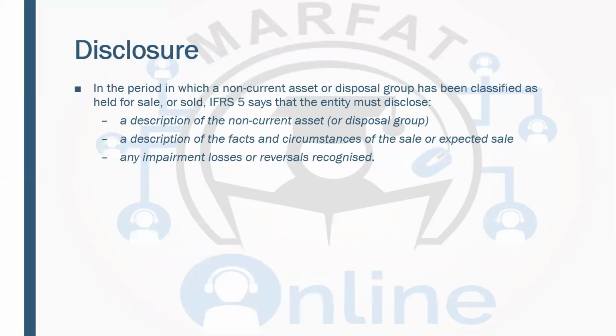The last thing you need to remember regarding every standard is the disclosure. And I always tell you to just give it a read, because it is important for the notes of the financial statements. You should understand what we are going to disclose. So in the period in which a non-current asset or disposal group has been classified as held for sale, it must disclose a description of the non-current asset, or if it's a disposal group, a description of the facts and circumstances of the sale or expected sale, and any impairment losses or reversals which are being recognized in case of subsequent gains. So this is all about IFRS 5.